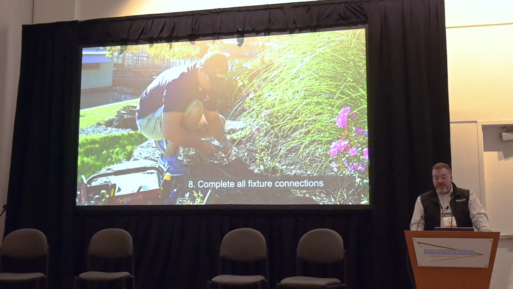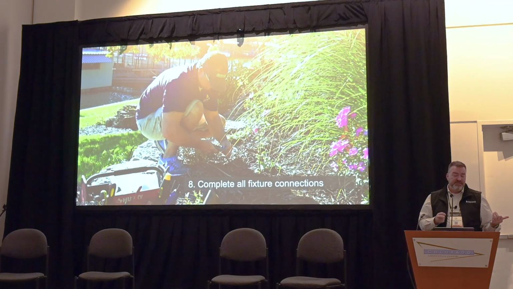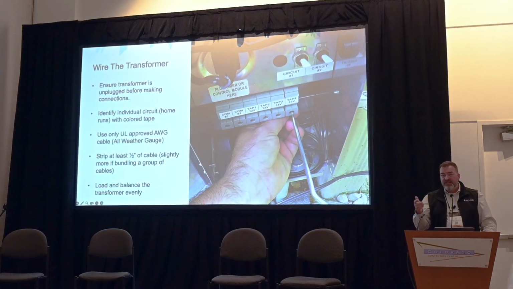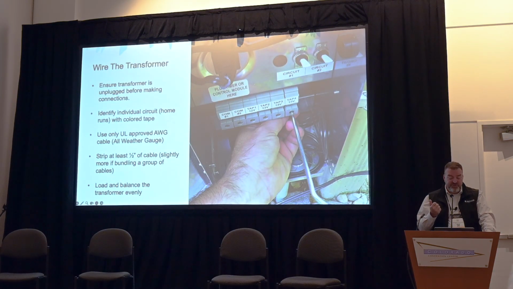Okay, so now that you've got your wire in the ground and your fixtures placed, now you start making connections. While my Tech 2 is out in the field making connections, my Tech 1 is going to be back wiring up the transformer, getting all the home runs put up in there. For the transformers, you should be using a transformer with lugs that you can comfortably put 2 to 3 12-2 wires into. Use UL all-weather cable, obviously, stripping 1/2 to 3/4 inch.